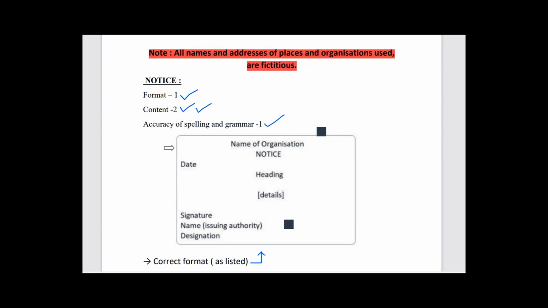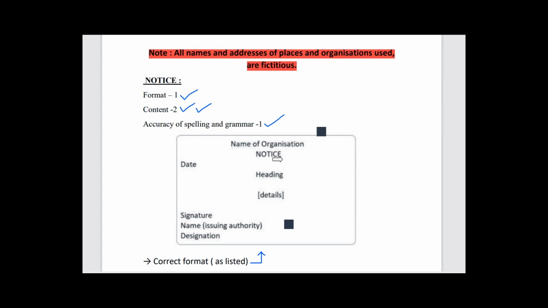The format comprises of a box. Make sure you're drawing the box with a pencil and a scale. Don't try a freehand drawing. Inside the box, you begin with the name of the organization. Along with it, you give the address. Under the name of the organization, you write notice. Please check that it's in all caps.